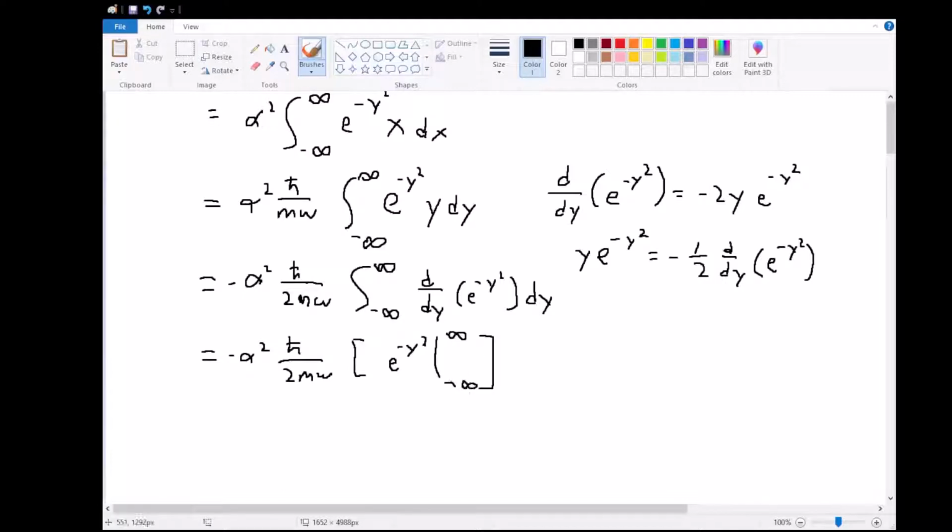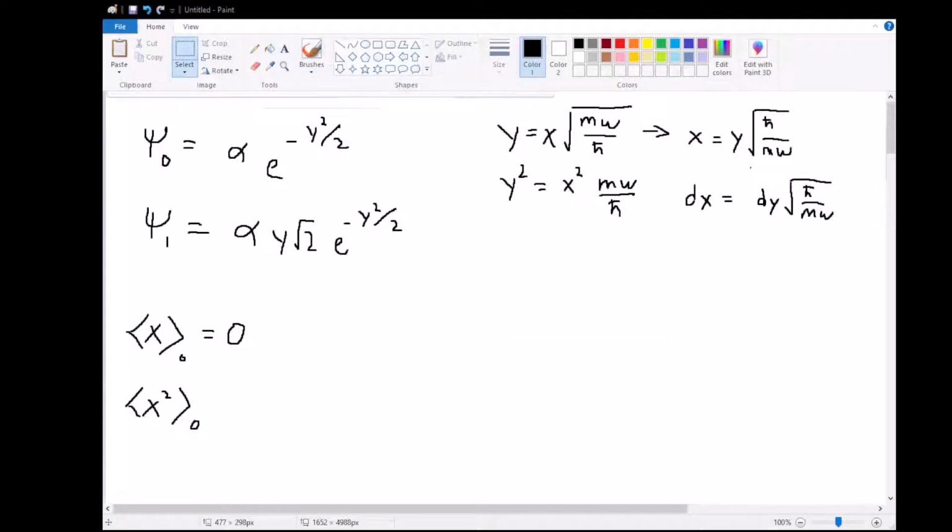And this is very obviously 0, because y squared, infinity squared and negative infinity squared both equal infinity, and e to the negative infinity is just 0. So the expectation value of x is just equal to 0. And we have solved the first of 8 integrals. Okay, we found x naught.